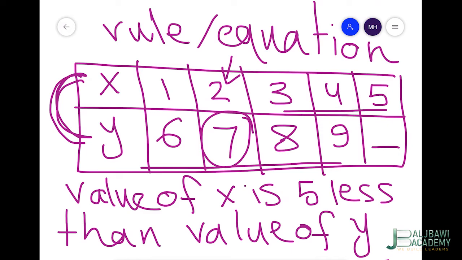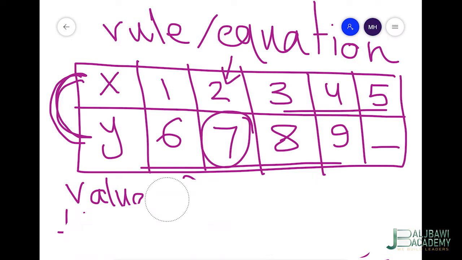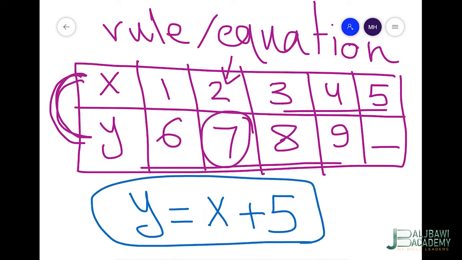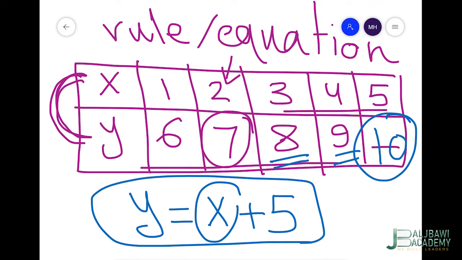Now I want to write an equation to relate x and y. Of course, I can see now that the equation is an addition equation, and I can write y equals... how do I get y from x? I always add 5 to the x. This is the equation. So if I try this, 3 plus 5 equals 8. 4 plus 5 equals 9. So the missing number, if the value of x is 5, 5 plus 5 equals 10. So the answer will be 10.